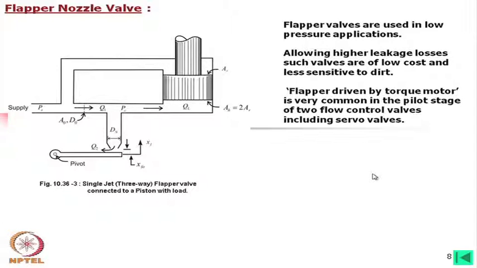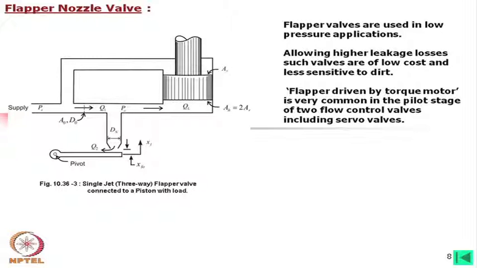Flapper driven by torque motor. Usually you will find that a torque motor is used there. What is a torque motor? We know the motor principles. In that case, the armature is such that it will generate some torque. If we increase the current, then there will be more torque. If we decrease the current, there will be less torque. This is very common in the pilot stage of flow control valves, including servo valves.